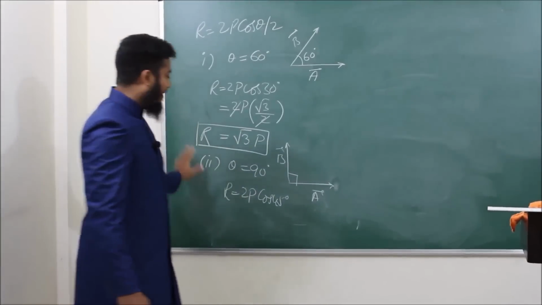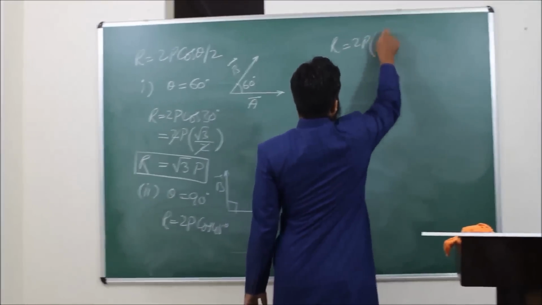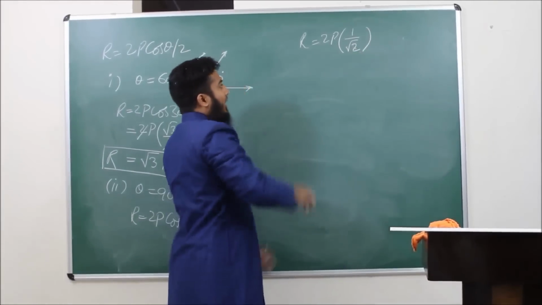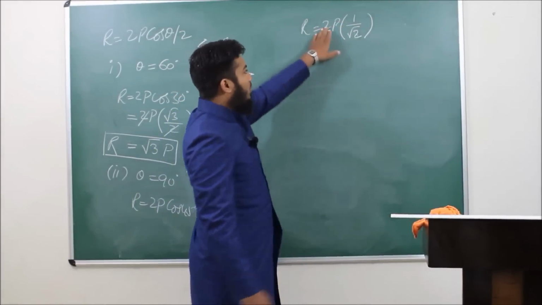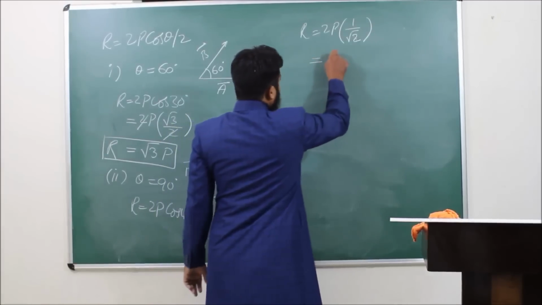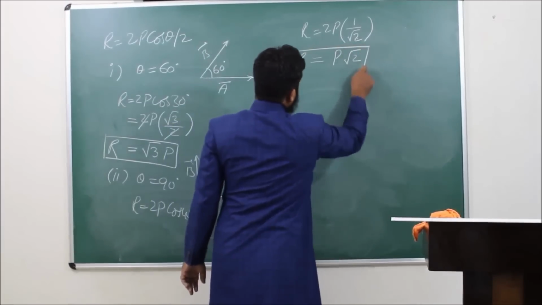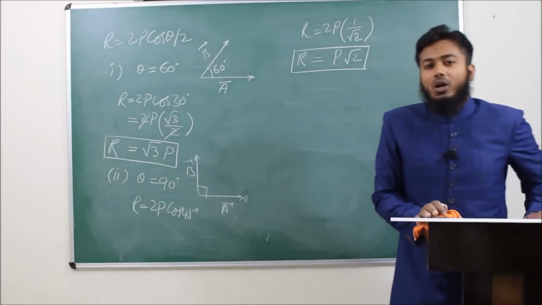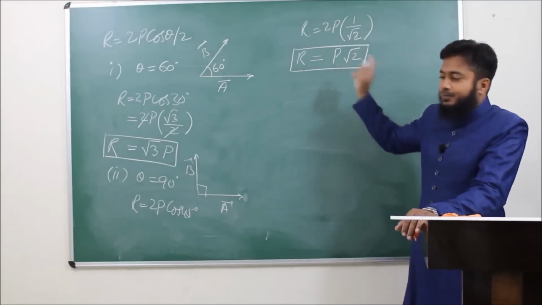Now how much is cos 45? This is 1 upon root 2. So R is equal to 2p times 1 upon root 2. And here you know it can be written as root 2 into root 2. So 1 square root of 2 will be cancelled from here. So you will have just p times root 2. So the resultant of two vectors of equal magnitude inclined at 90 degree, or perpendicular, will be just p times root 2.